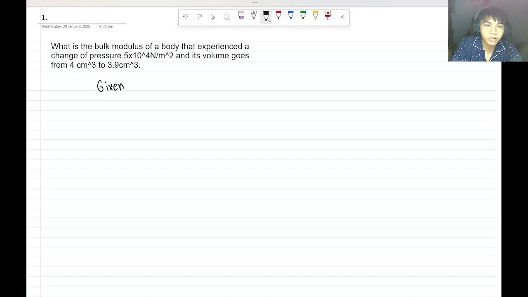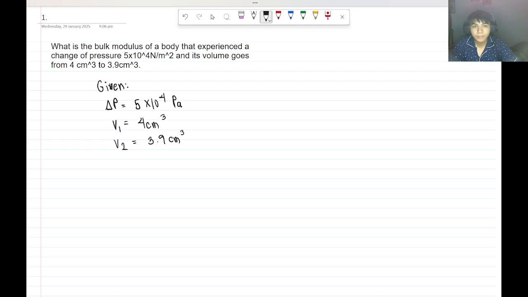Let's write the given. We have a change in pressure, delta P, 5 times 10 to the fourth Newton per square meter, which is the same as pascals. And we have a change in volume. So we have a V1 that is 4 cubic centimeters, and V2 is 3.9 cubic centimeters.